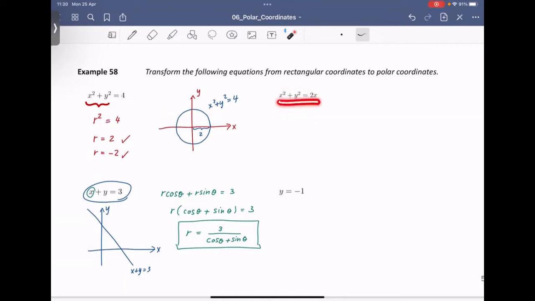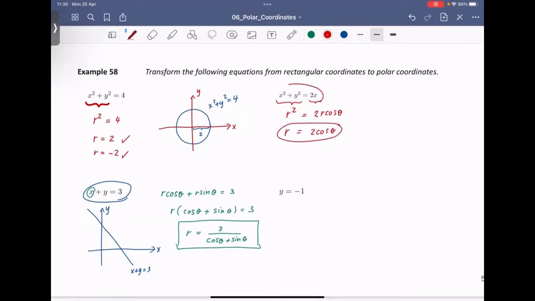So this is actually a circle again in rectangular coordinates, but the center is not at the origin, right? When you have 2x here, it's still a circle, but the center is not going to be at 0, 0. So the center of the circle is going to move a little bit. But as long as you have x squared plus y squared, it's going to look pretty simple in polar coordinates, because this term is going to be r squared. And 2x here is going to be 2 times r cosine theta, because x is r times cosine theta. If you cancel r on both sides, you're going to have r equal to 2 cosine theta. Very simple.